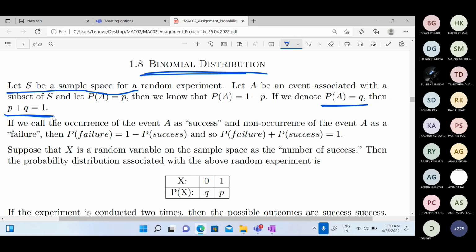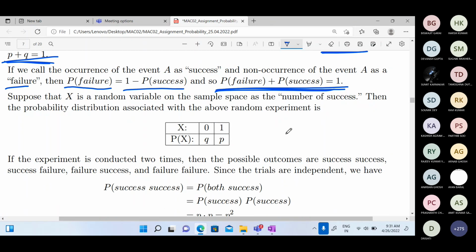Then we can write: if we call the occurrence of an event A a success and the non-occurrence a failure, then probability of failure is equal to 1 minus probability of success. So this line, P plus Q equal to 1, means probability of failure plus probability of success is equal to 1. In this case, according to the table, we are taking the random variable X as the number of successes, and parallelly we are trying to find the probability distribution. The number of successes may be 0, that means no success, or maybe 1. Since we are trying only one time, it can be either 0 successes or 1 success.